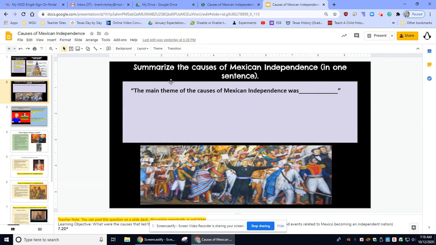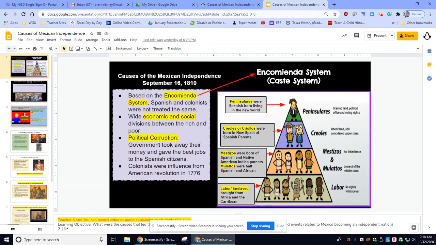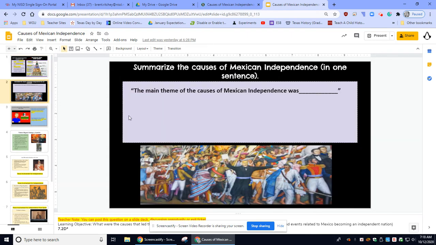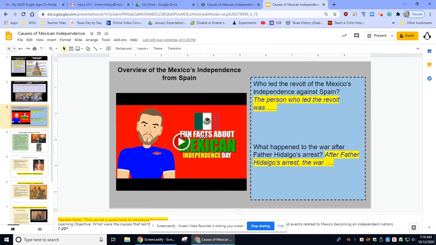Okay. On this slide, summarize the causes of the Mexican independence in one sentence. Based on the slide before, try to put all of this into just one sentence. What do you think? Which one was the most important and most influential on the uprising of the people of New Spain? Watch the video on this slide, overview of Mexican independence from Spain. Go ahead and watch this video. Who led the revolt in Mexico's independence against Spain? You should know that one already.